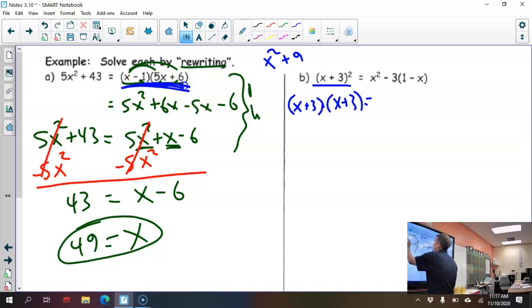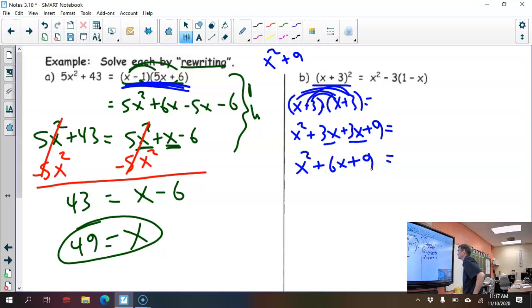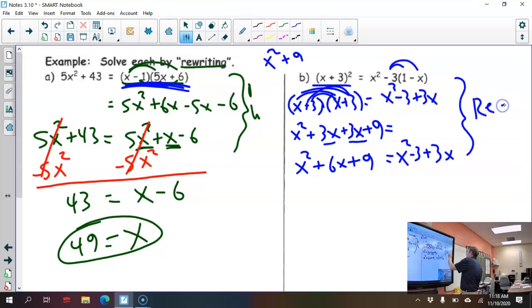And we're going to need to do the same thing we did over here. We're going to need to distribute it. I'm going to need to do x times x plus x times 3. That's that one. And then 3 times x plus 3 times 3. And then I will combine my like terms, and I will get x squared plus 6x plus 9. All right. On the other side, I need to distribute the negative 3, which gives me x squared minus 3 plus 3x. I could just bring that down. X squared minus 3 plus 3x. So all of this is just rewriting to make it simpler.